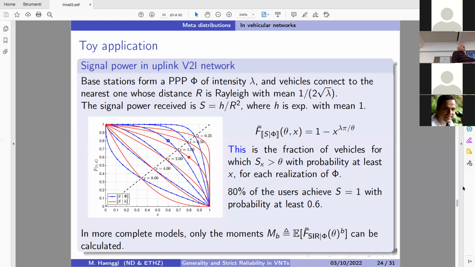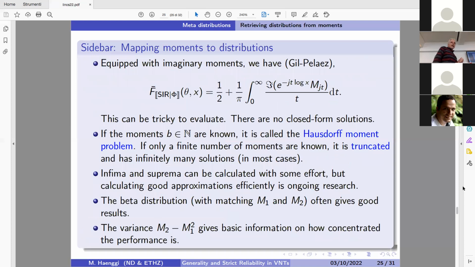But now if we wanted to incorporate interference from a large or infinite set of interferers, we cannot get a direct solution for the meta distribution. But what we can usually do is calculate moments of this conditional distribution. That's just by nature of the tools that we have from stochastic geometry. And then once we have the moments, there are different ways to retrieve distributions.